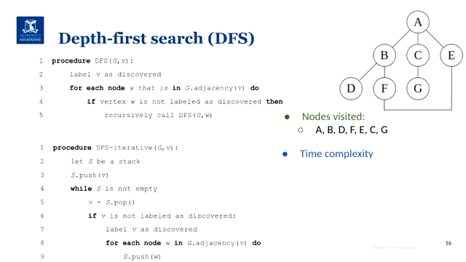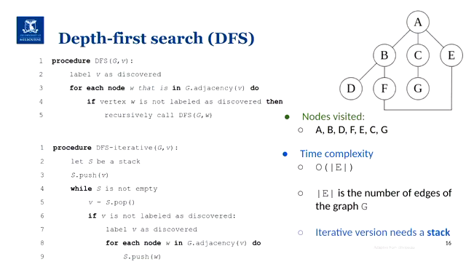In terms of time complexity, eventually you might need to check every single edge of your graph. So the time complexity of DFS is O of E, where E is the number of edges in your graph. And the iterative version will need a data structure called a stack.